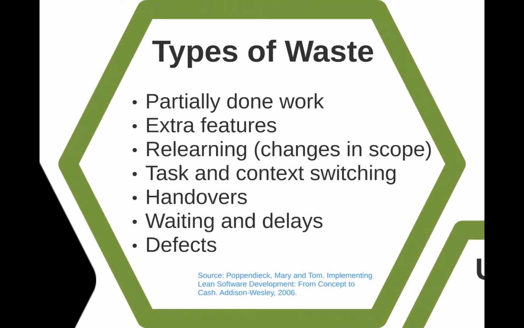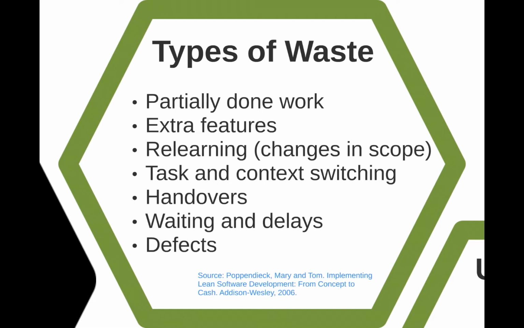The Poppendiecks produced this list out of the Toyota production system, made it relevant to software, and basically said there are 7 types of waste that we should be trying to identify actively, both the team and their managers and their leaders, their lean leaders.